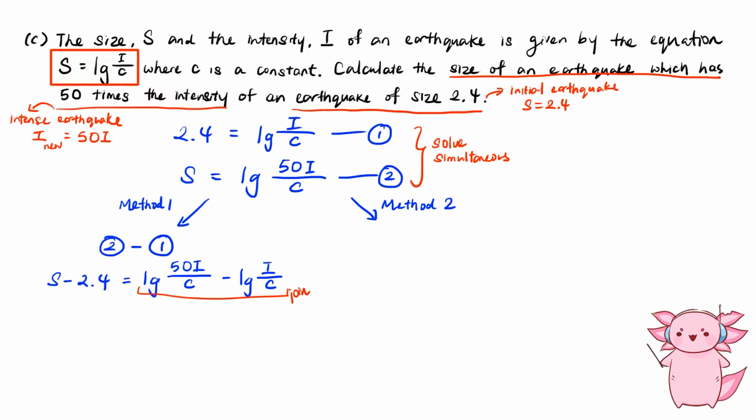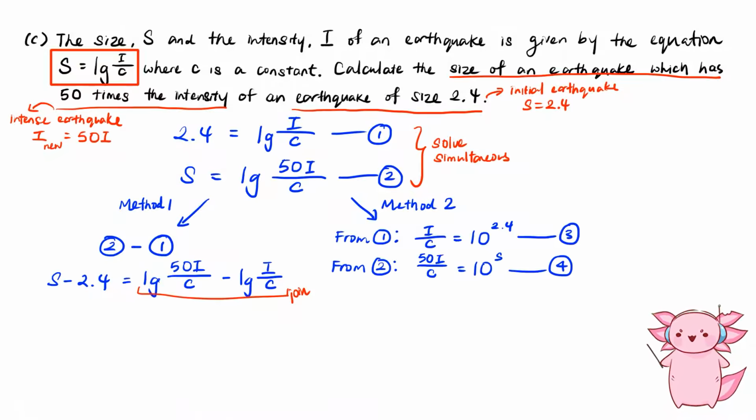The other method is trying to get rid of the logs by converting them into index form and then isolating I over c as the subject of the formula, to sub equation 3 into equation 4. So let's stick to the first method since it's a little bit easier.